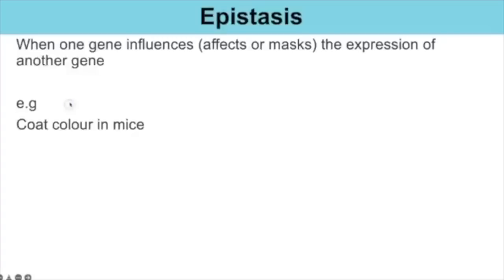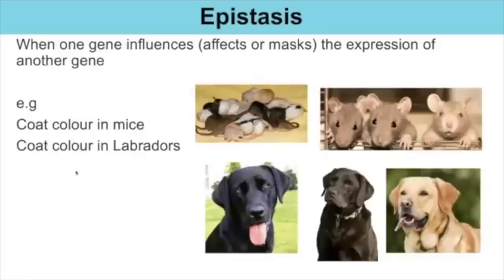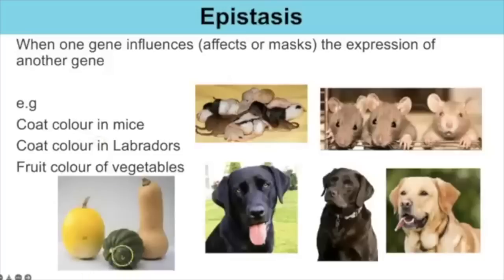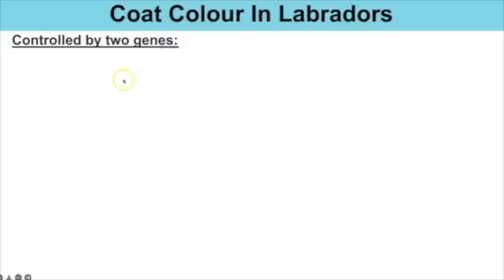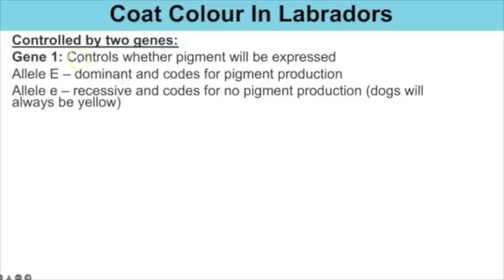So epistasis, we said, is when one gene influences, affects, or masks the expression of another. So some examples are the coat colour in mice, or in Labradors, fruit colour of vegetables as well, such as squash. And we'll have a look at the Labrador example. So gene 1 controls whether pigment will or will not be expressed, and the dominant allele codes for pigment to be produced, whereas the recessive codes for no pigment, and therefore the dog won't be producing any of the darker pigments and it'll be that yellow colour.